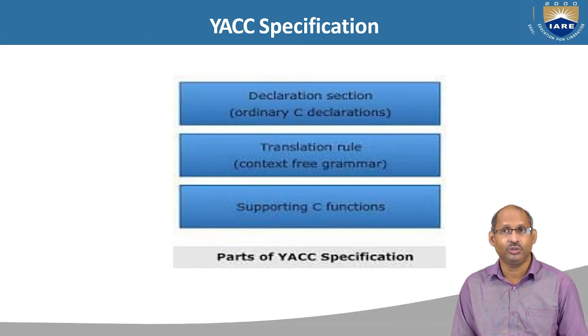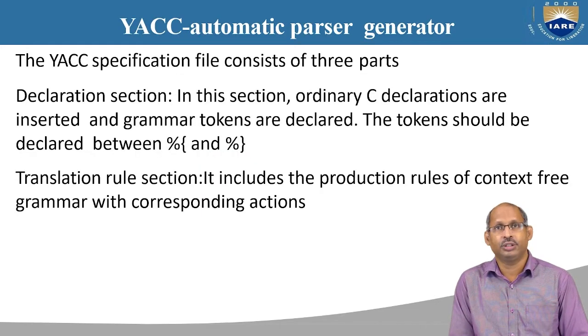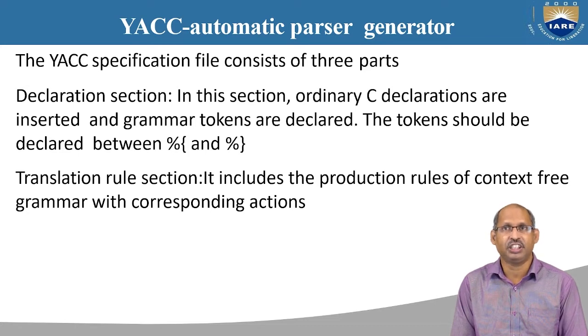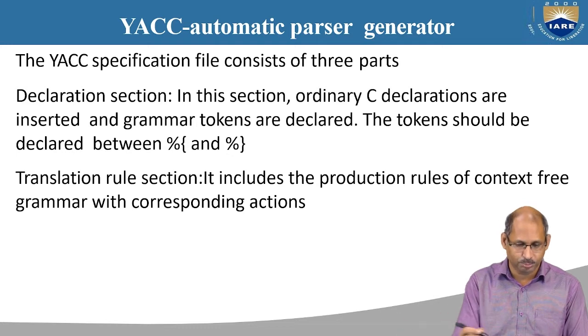So translation rules will perform the conversion. In the conversion, it may call any user-defined functions. All such user-defined functions will be represented in the supporting C functions. So these are the three parts of the YACC specification. The YACC specification file consists of three parts. So what is the first part?